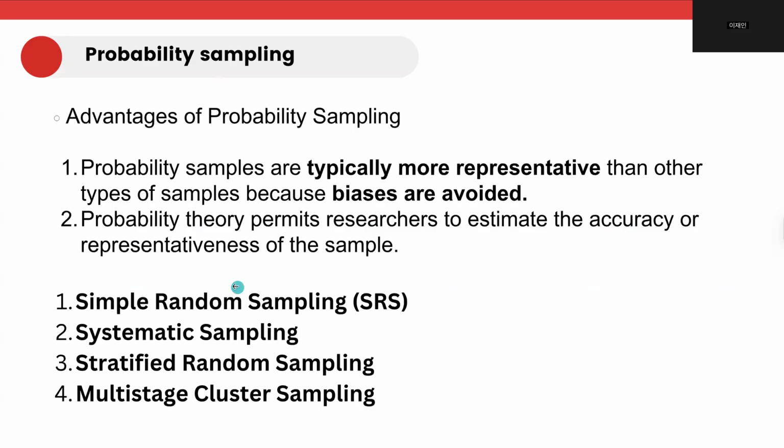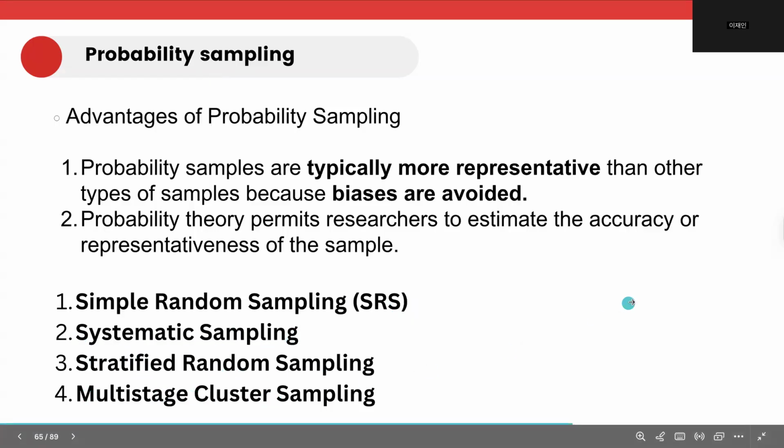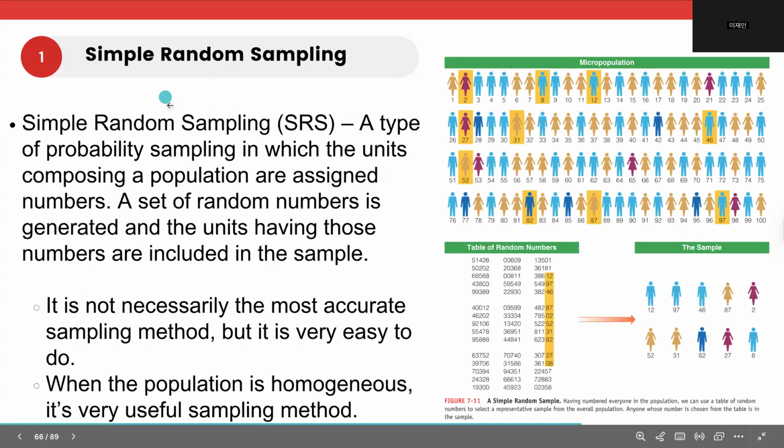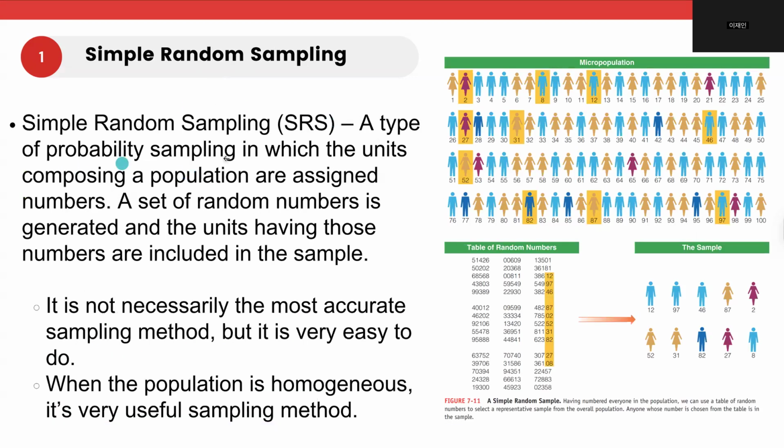So there are four types of probability sampling. Simple random sampling is the lowest level of complexity, the easiest to access, and the lowest budget. Then systematic sampling, stratified sampling, and multi-stage cluster sampling. Simple random sampling is a type of probability sampling.